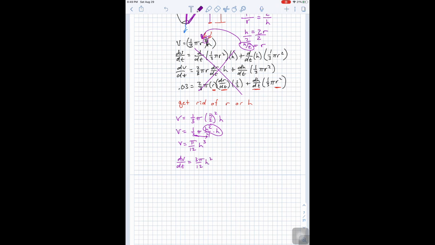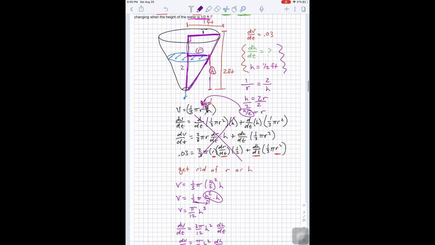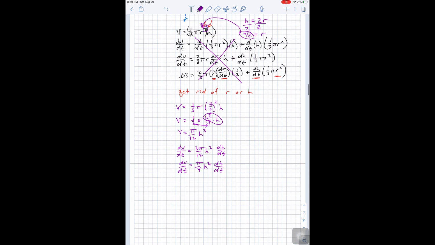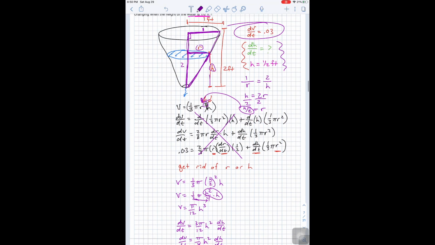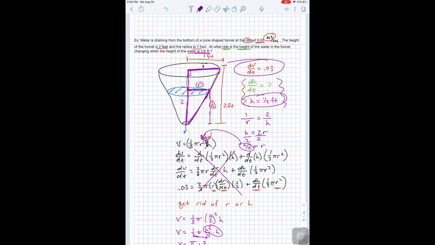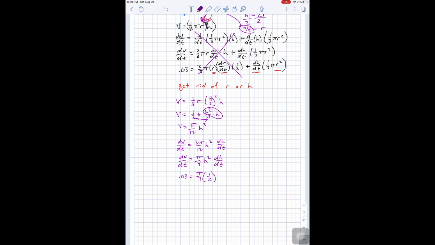3 pi over 12 h squared dh dt. Don't forget that label, if you will. So this is going to be pi over 4. All right, now we can plug in our info. dv dt, let's go up here. dv dt is 0.03, pi over 4. The height, what do we figure? That's a half. And dh dt is what we're looking for. Do a little bit of algebra.